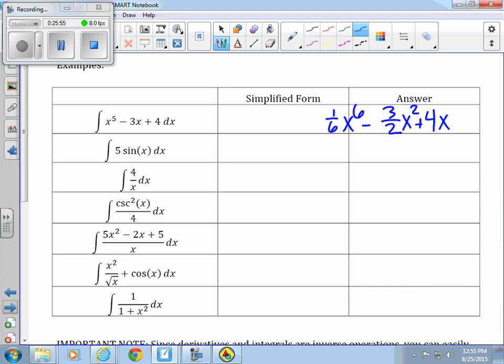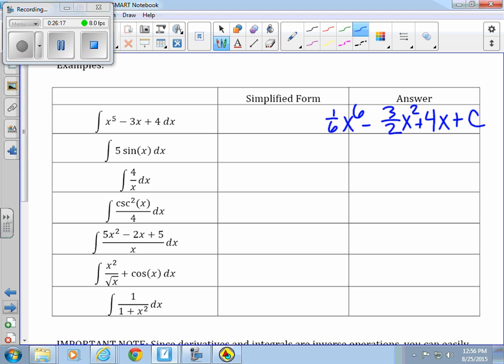Now, you have the rules, but at some level you can just think of going backwards. Plus C, I heard someone say it. Why? There could be a constant there because when I take a derivative, all constants disappear. So I have to take into account that there could be a constant there and write plus C.